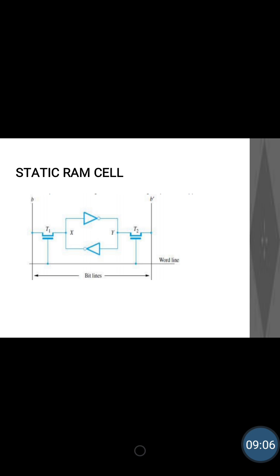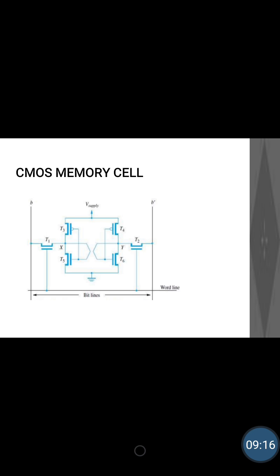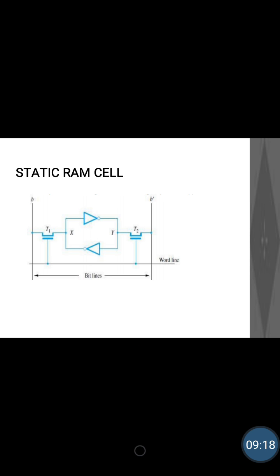Then let us study how read and write operation happens in this. So in order to read the cell, the word line will be activated so that T1 and T2 will close. They are on, they close the switches, means they are on. If the cell is in state 1, if the content of the cell is 1, then the signal on the bit line B is high, and B bar will be 0.